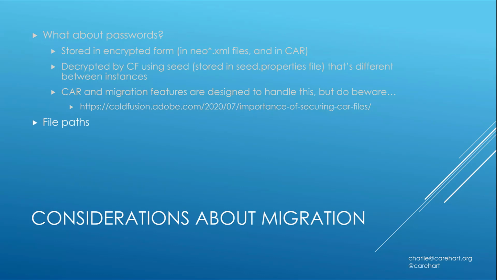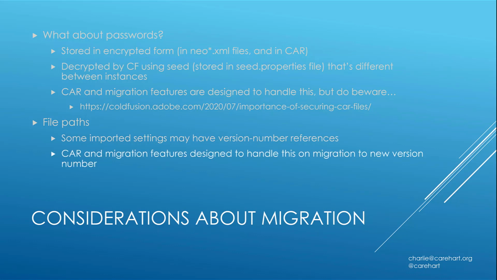All right, next, something to be aware of is that sometimes when you import settings, there might be version-specific numbers in some of the settings. It might be a path in a mapping that names the old CF version's web root. Again, the CAR and migration features have built-in handling for that. So it wouldn't bring in a reference to ColdFusion 11. It would change it to ColdFusion 2018. It would just do it. So that's nice that it does that.